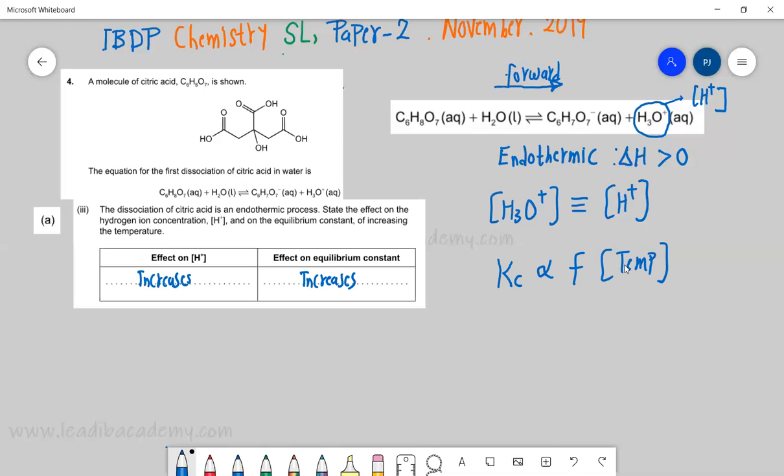If it would have been exothermic, the effects would have been exactly reversed. Okay, simple.